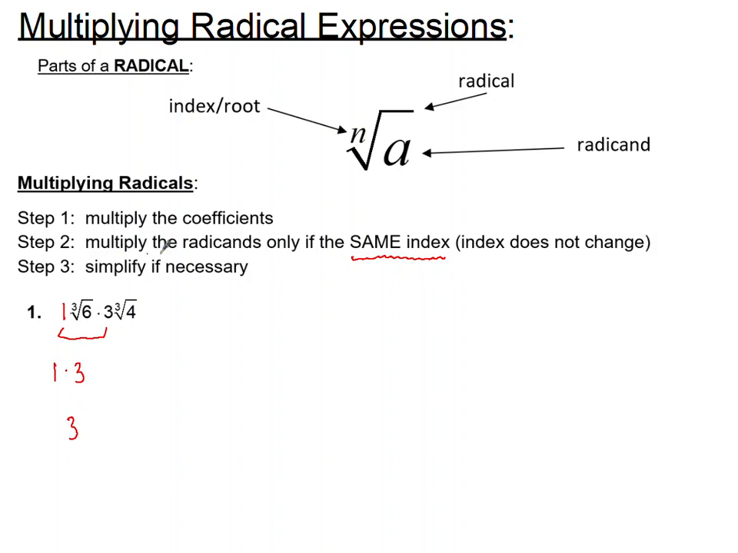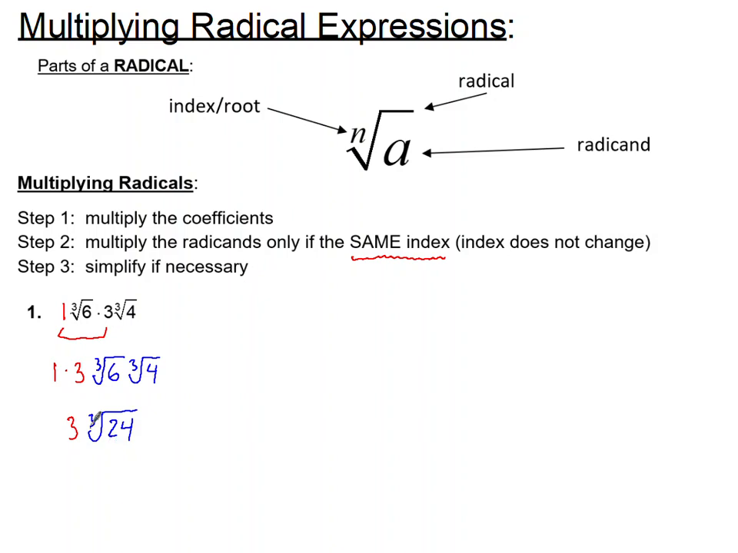Step 2, let's multiply the radicands. I know I have the same index because they're both 3. So I have a cube root of 6 times a cube root of 4, and I can do that. Cube root of 6 times cube root of 4 will become a cube root of 6 times 4 is 24. Okay. Step 3 says to simplify if necessary.